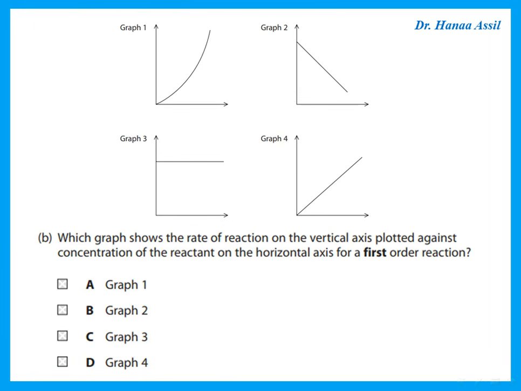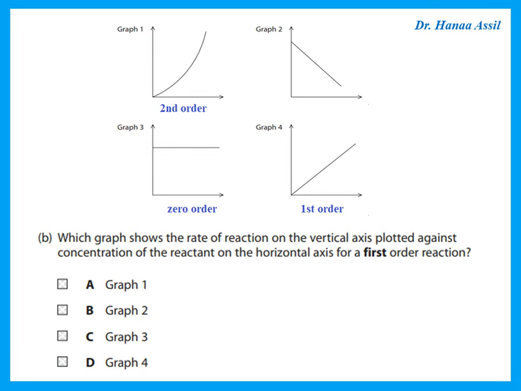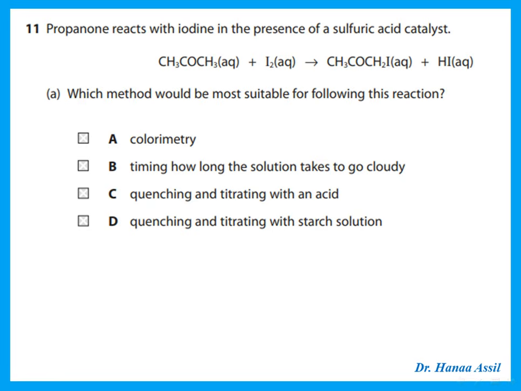Now, the next question says which graph shows the rate on the vertical and concentration on the horizontal for a first order. Remember, we said which of these is for first order? Graph 4 is for first order.